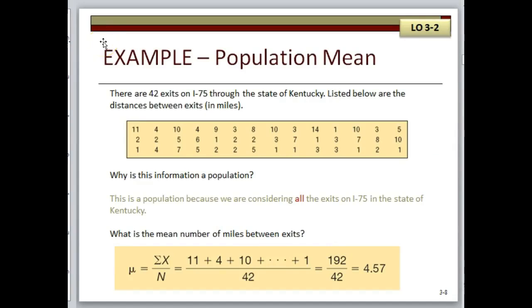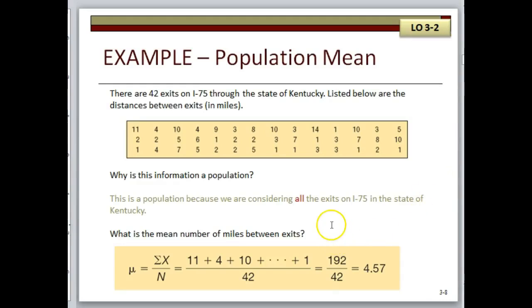Here's an example of population mean. There are 42 exits on I-75 through the state of Kentucky. Listed below are the distances between exits in miles. Why is this information a population? This is a population because we are considering all of the exits on I-75 in the state of Kentucky, not just some of them, all of them.